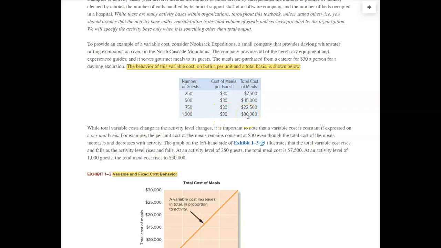$30,000. So we're going to see in a minute that total cost for variable costs will increase as the activity increases. The per unit cost stays the same. So no matter how many meals you have, it's always $30 per meal, but the more meals you have, the more total cost you have.